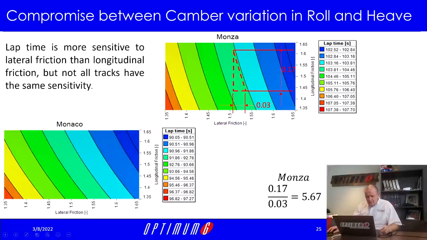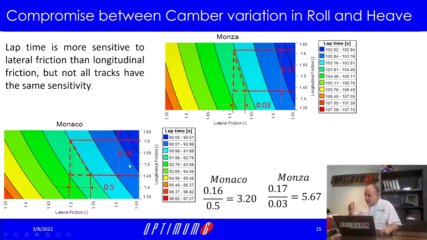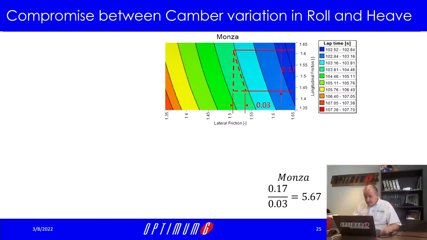Well, let's go to Monaco. And that's a little simulation here. And I'm going to look at this. When I change my lateral grip, or lose 0.05, I need to increase the longitudinal grip by 0.16. So you go 0.16 divided by 0.05, 3.2. That means that even with a lot of braking in Monaco and Long Beach street circuit and so on, with a lot of braking and a lot of acceleration, the lateral grip is still three times more important than the longitudinal grip. So why am I saying that to you?